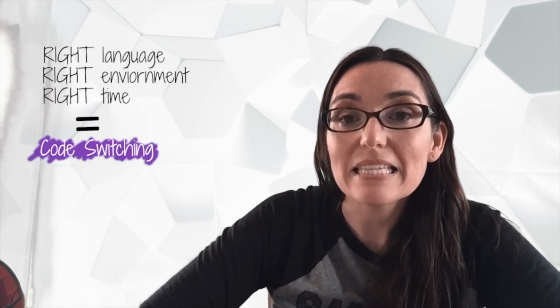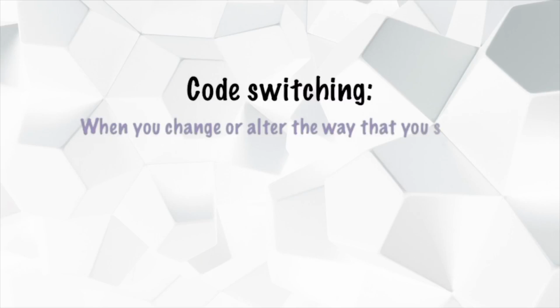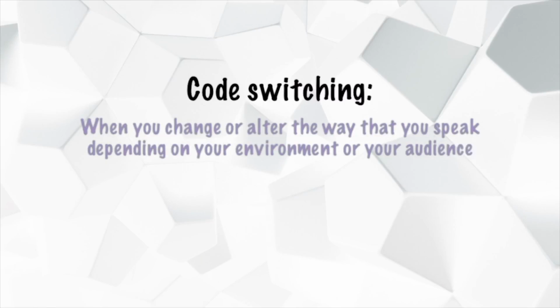Which brings me to the sensible use of language. Being sensible with your language is all about using the right language in the right environment at the right time. And this is called code switching. Code switching is when you change or alter the way that you speak based on the environment and your audience. Now, most students are already pretty good at code switching. You talk to your friends in one way, you talk to your family in a different way. You might talk one way in the classroom and a different way when you're out at the movies.